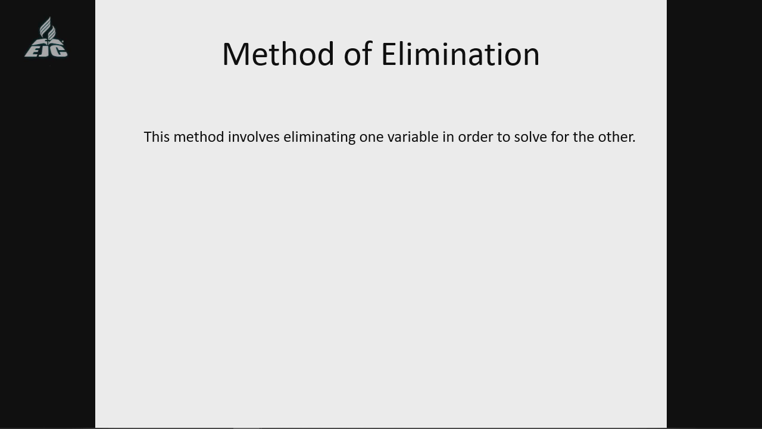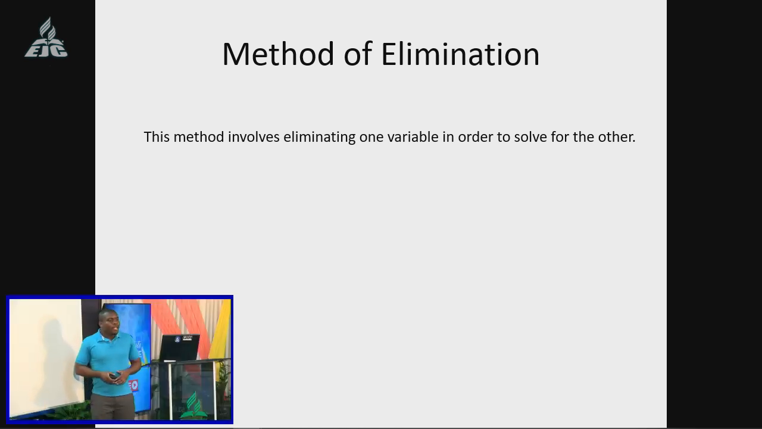Now the method of elimination. Now this method simply involves eliminating one variable so that we can focus on the other variable. After all, that is what elimination means. We have to get rid of, right? Elimination simply means to get rid of. So when we eliminate the garbage off the floor, we get rid of the garbage off the floor.